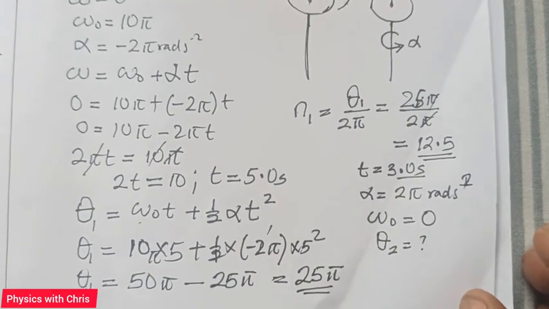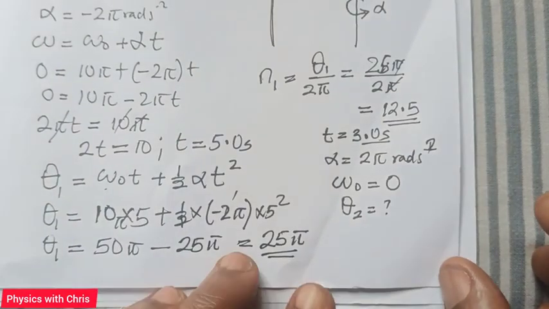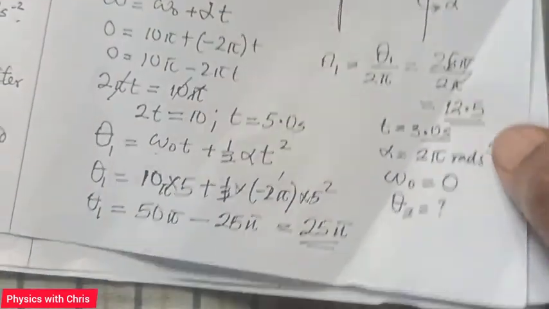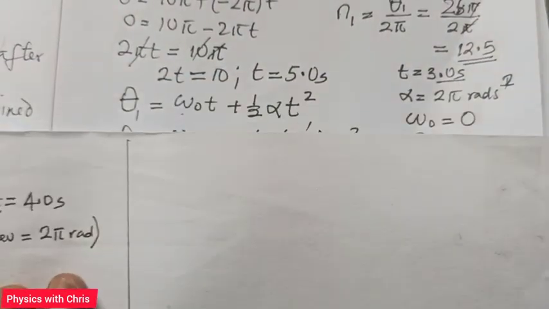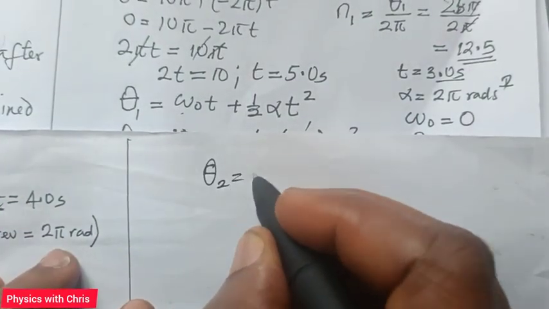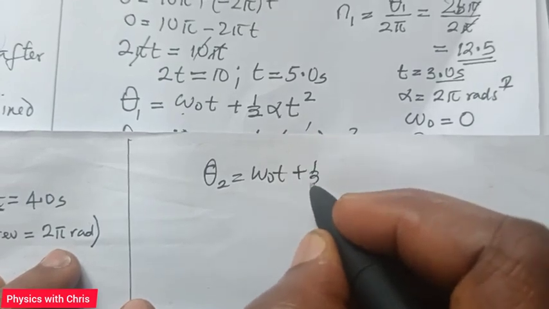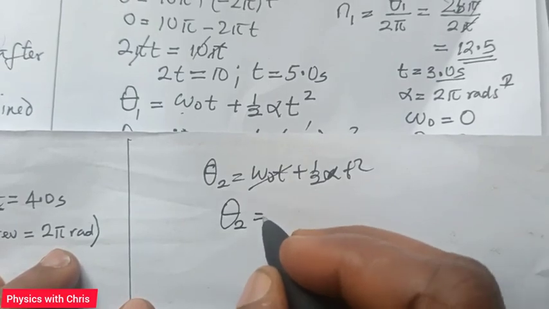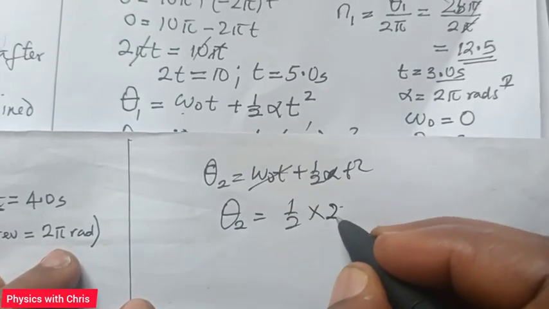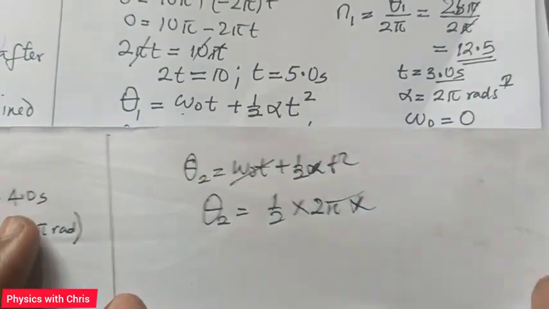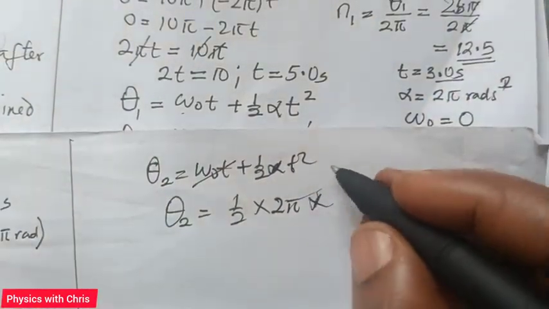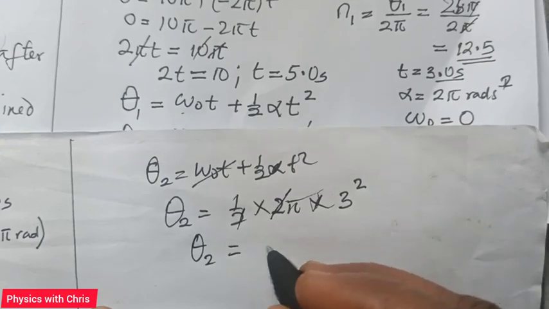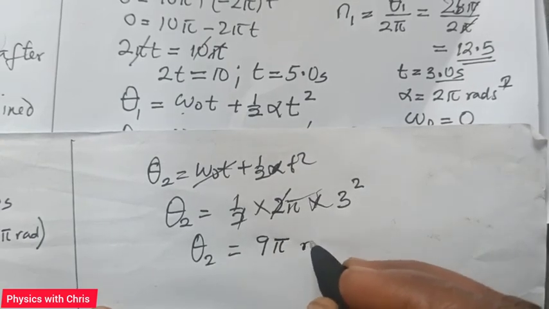So I'm going to use the second equation of motion. And what is that second equation of motion again? Let me move to a new page. That gives me theta 2 equals omega t plus half alpha t squared. Since it starts from rest, my theta 2 is half times 2 pi multiplied by 3 seconds squared. So this cancels this, and my theta 2 is 9 pi radians.